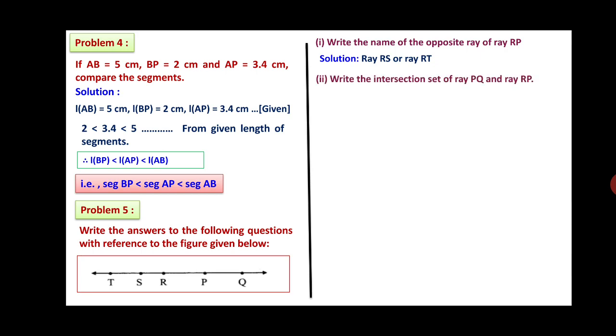Second, write the intersection of the ray PQ and ray RP. Ray PQ, it is extending towards the right, and ray RP, it is also extending in the same direction.